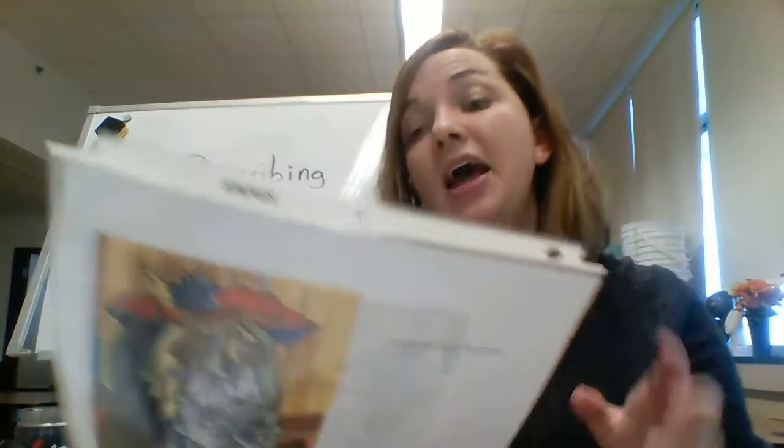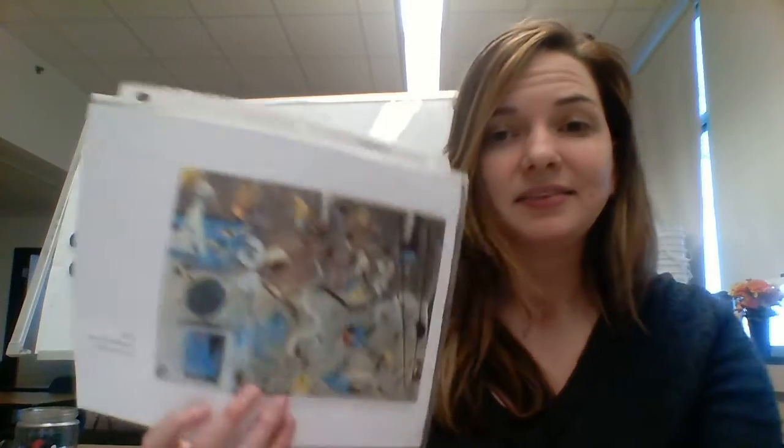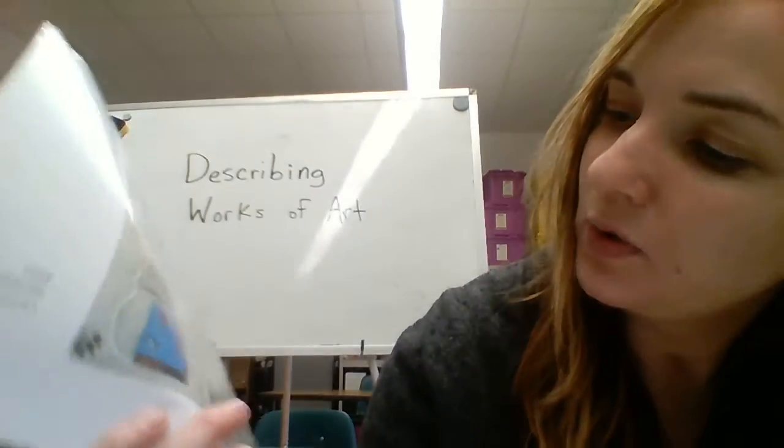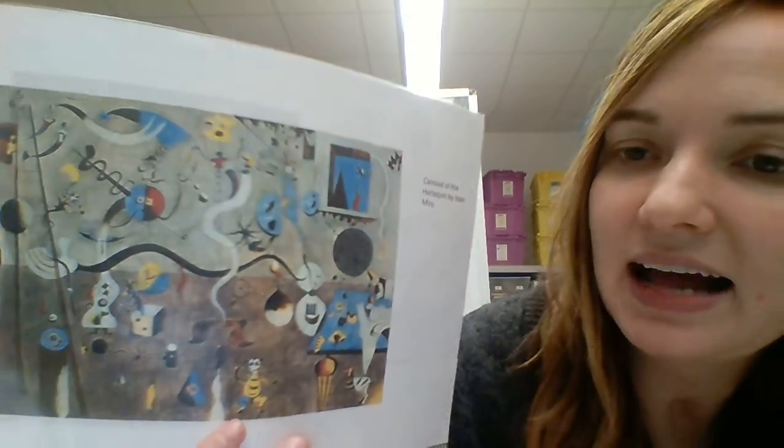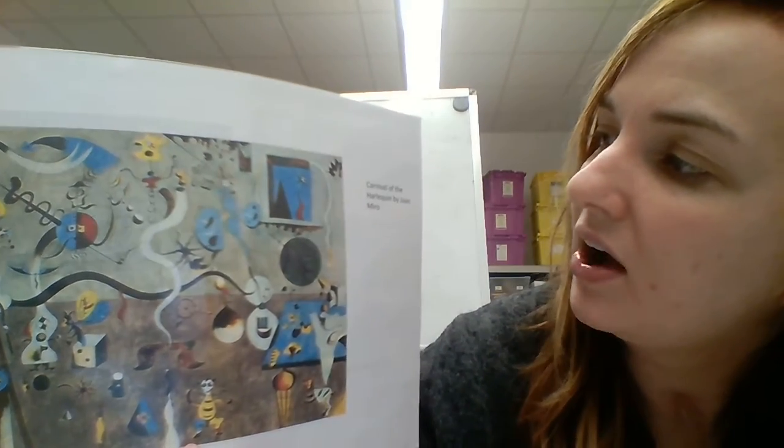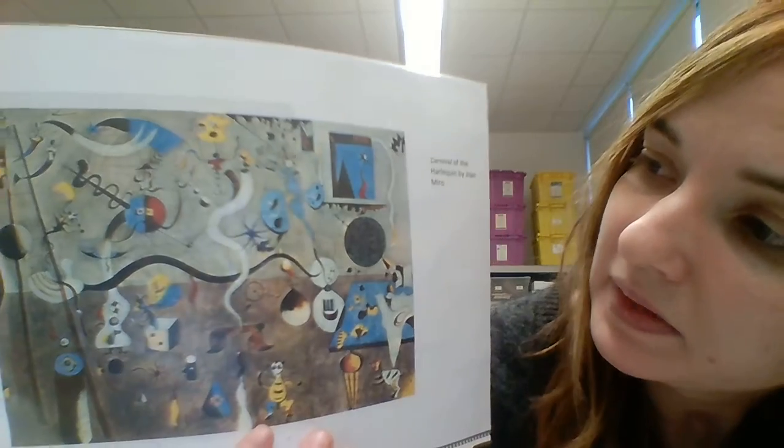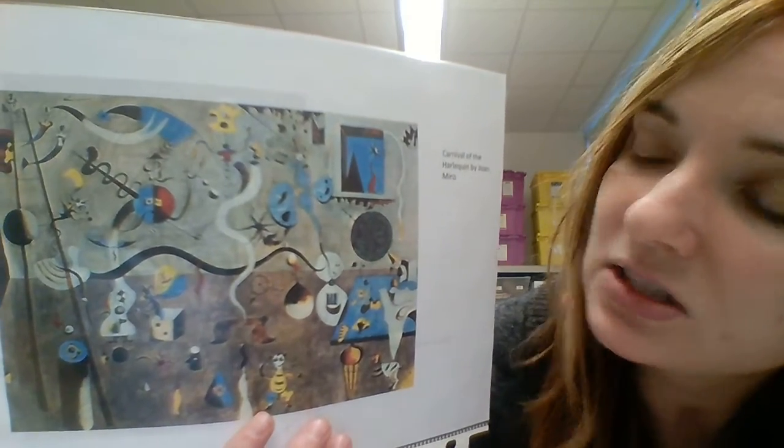All right. On to the next one. Number 3. Okay, go ahead and take a look. Ooh, here we go. Upside down. There we go. All right. Take a look at the third painting. This is Carnival of the Harlequin by Joan Miro. Go ahead and take a look at this painting and describe what you see.